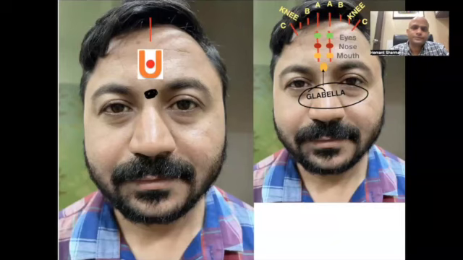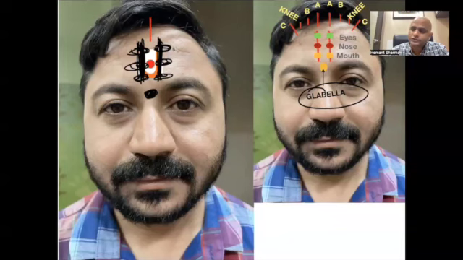Okay, now, if from the central line I go 1 centimeter right and 1 centimeter left, then this whole line is called the sensory line. In the upper part, we have the eyes. In the middle part, we have the nose, and in the lower part, we have the mouth. Eyes, nose, and mouth.